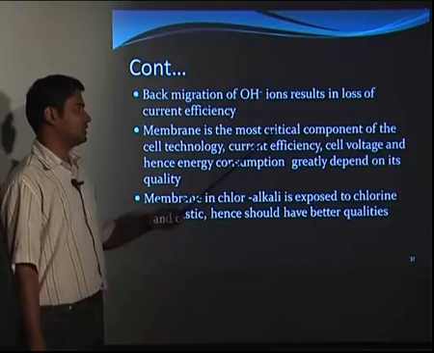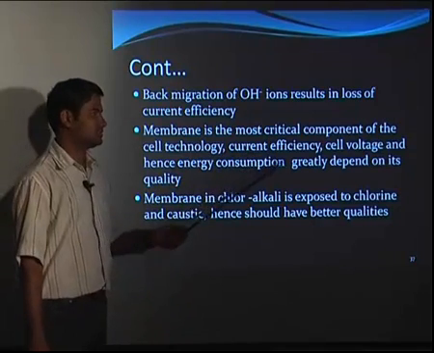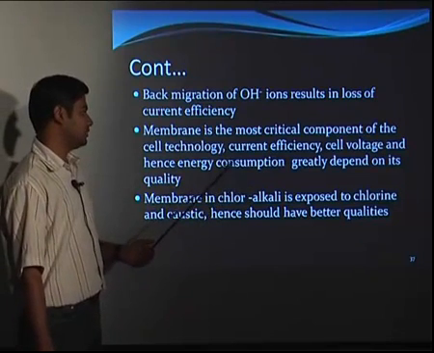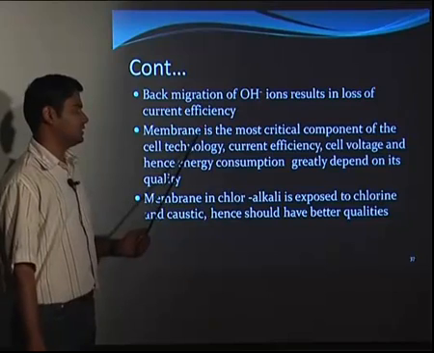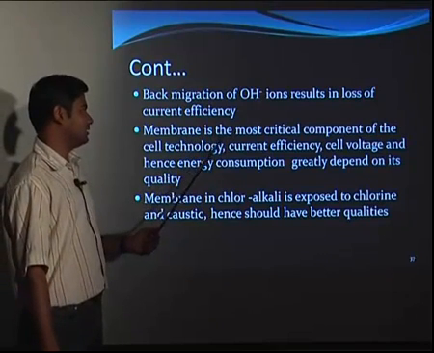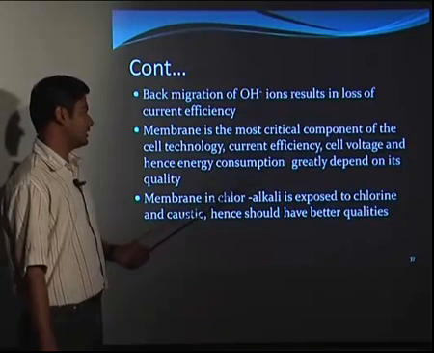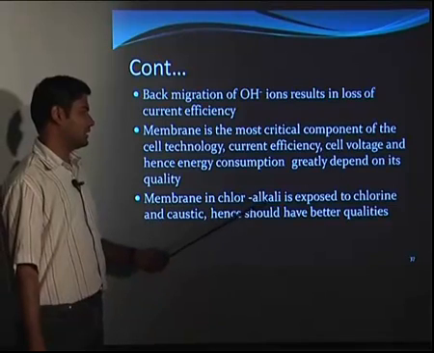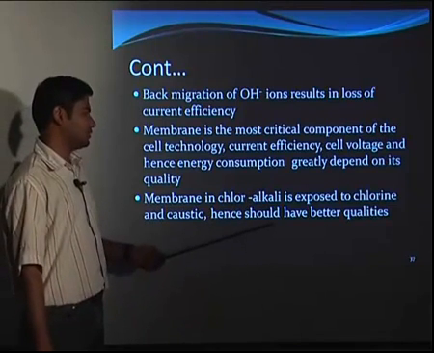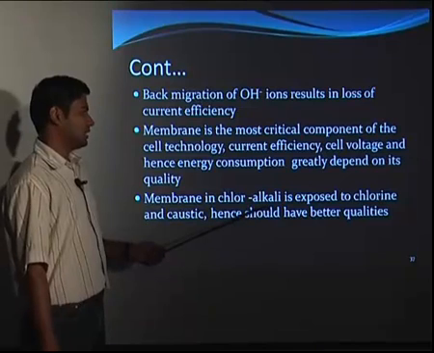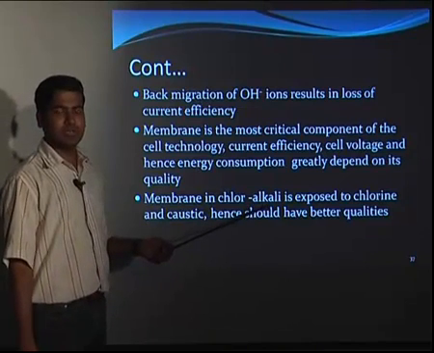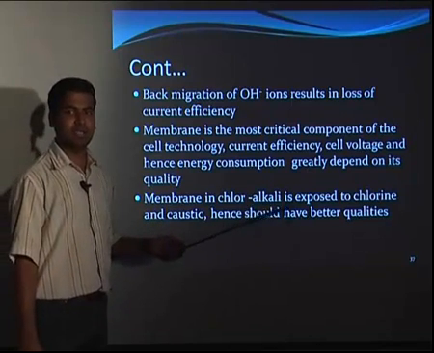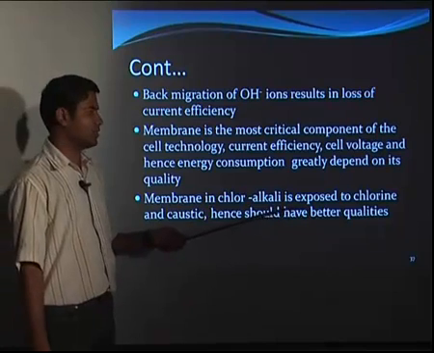The membrane is the most critical component of the cell technology. Current efficiency, cell voltage, and hence energy consumption greatly depend on its quality. In the chlor-alkali membrane cell, the membrane is exposed to chlorine and caustic, which are highly corrosive in nature. So the membrane should be such that it can handle the more corrosive and more caustic environment.